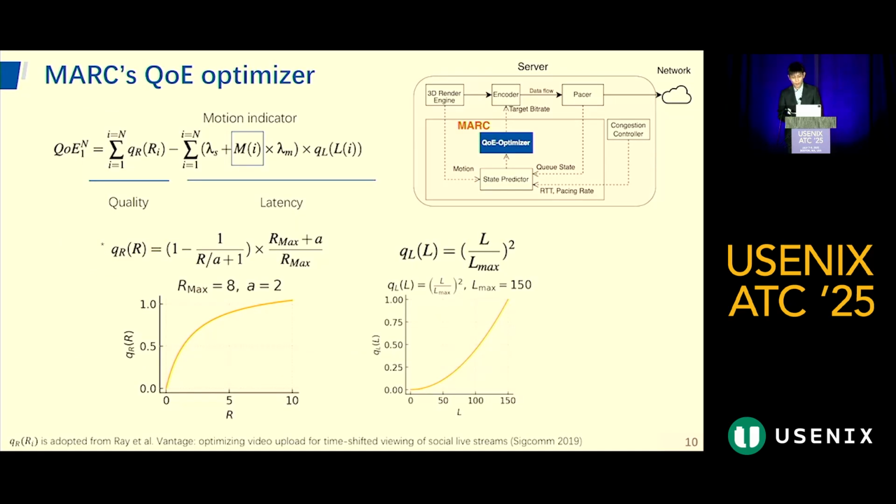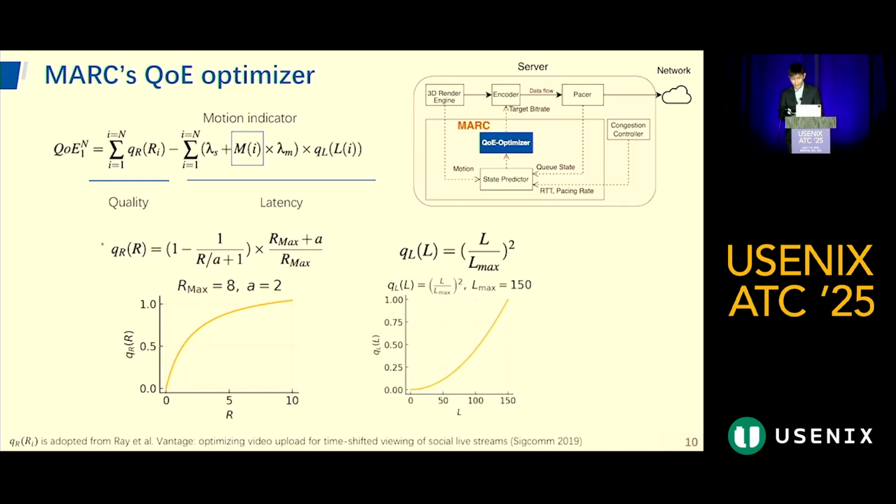And the QoE optimizer is the brain of MARC. Its job is to translate our observed insight into a dynamic mathematical objective that we can optimize. This is our objective function shown at the top. It balances the reward from quality against the penalty from latency. The critical innovation here is the latency penalty term. We use a motion indicator, MI, to apply a higher penalty weight to motion frames. This increased penalty is calibrated directly from the findings of our large-scale user study, reflecting our discovery that users are much more sensitive to latency during interactions.